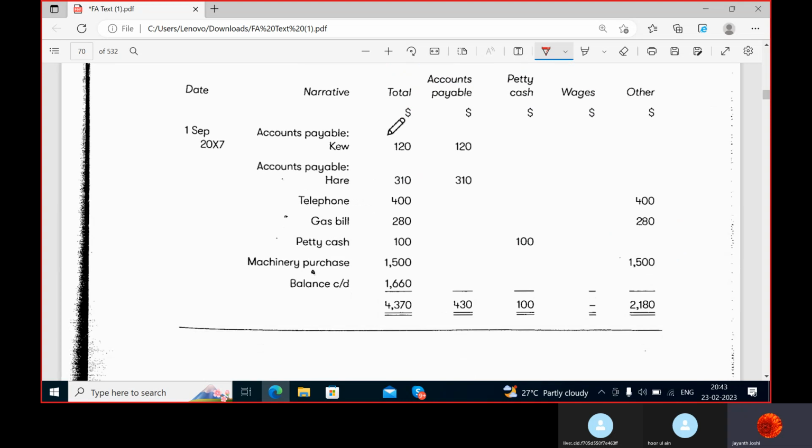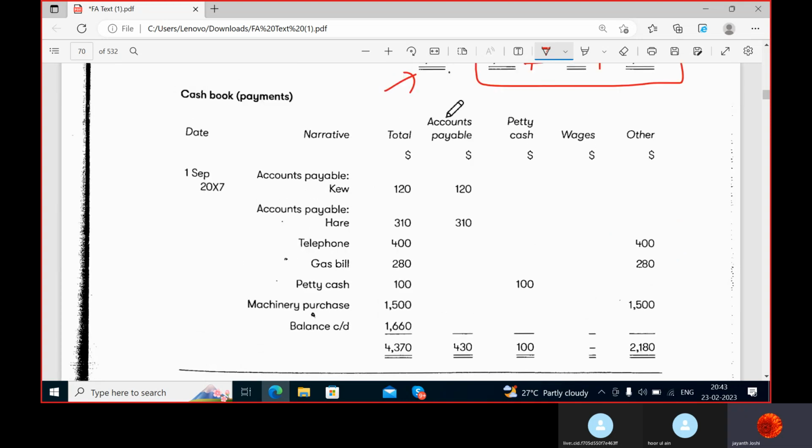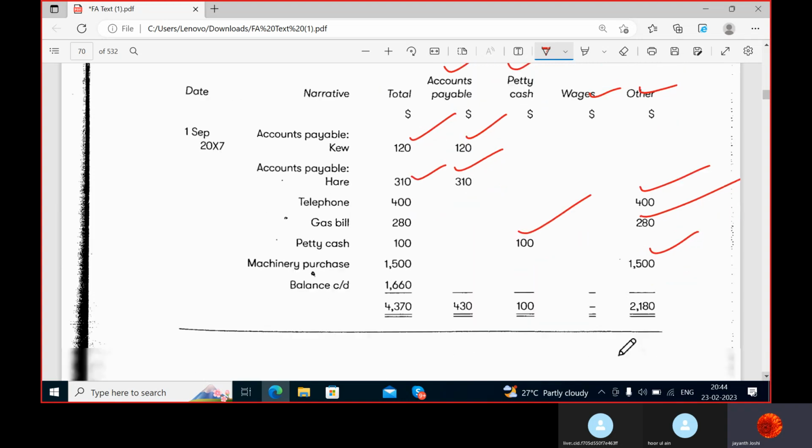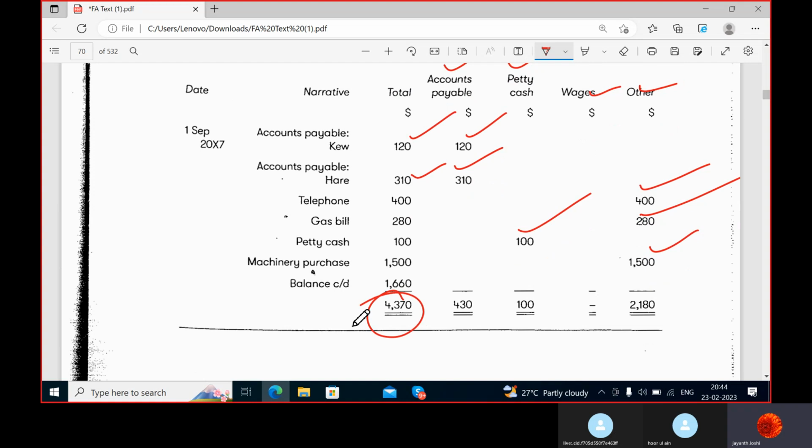Okay. Same is the case with the payments. So here again, we have accounts payable, petty cash, wages, others. We do the same thing with the accounts payable, that means we made the payments to them. Here we showed this, and then the telephone bill we paid, we showed this, gas bill we showed, petty cash we showed here, machinery purchase we showed here, and again when we totaled it is this. The single totals are this 430 and 100 and this 2,810.